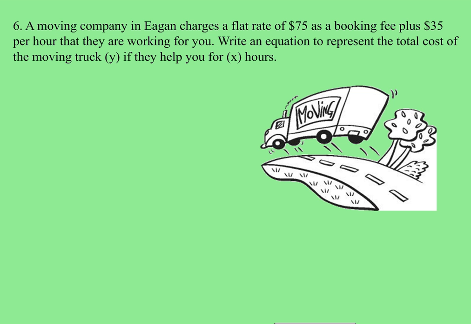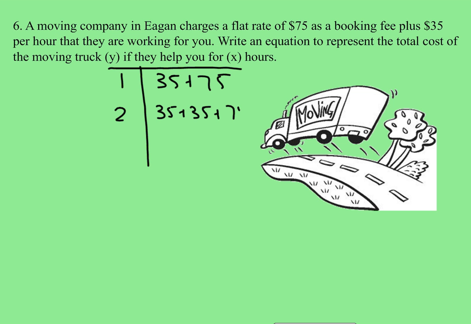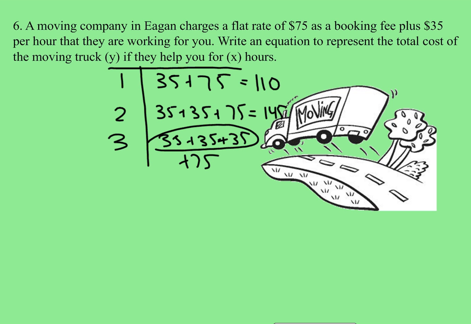So if we go 1 hour, that's going to be $35 plus 75. If we go 2 hours, that's going to be 35 plus 35 plus 75. So this is going to be 110. This will be 145. And you see it, 35 plus 35 plus 35 plus 75. So each time you're adding $35. That's representing each hour you're going.